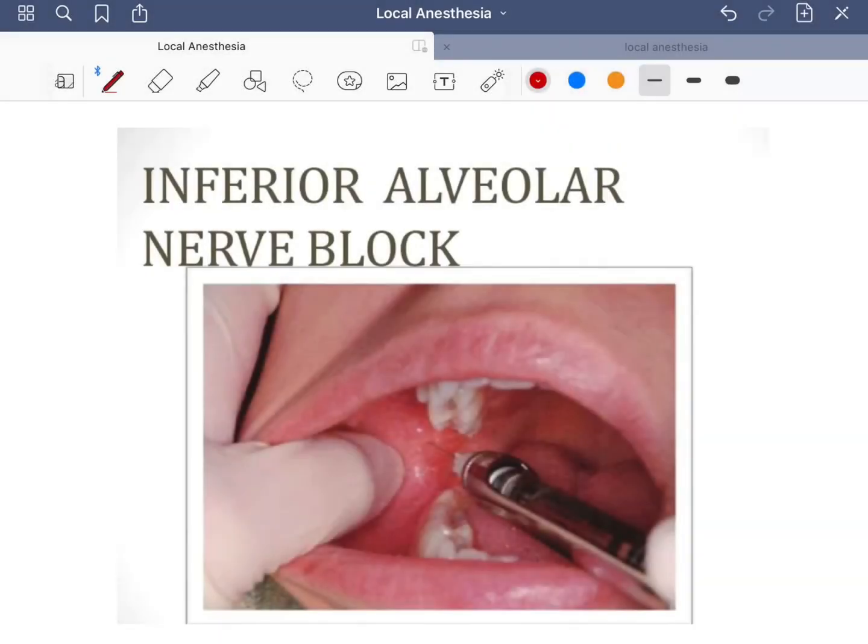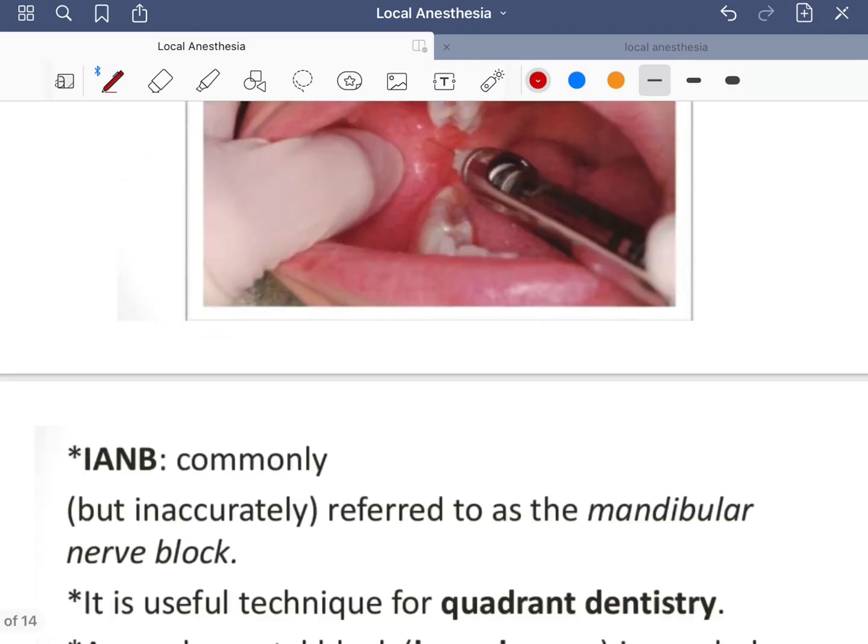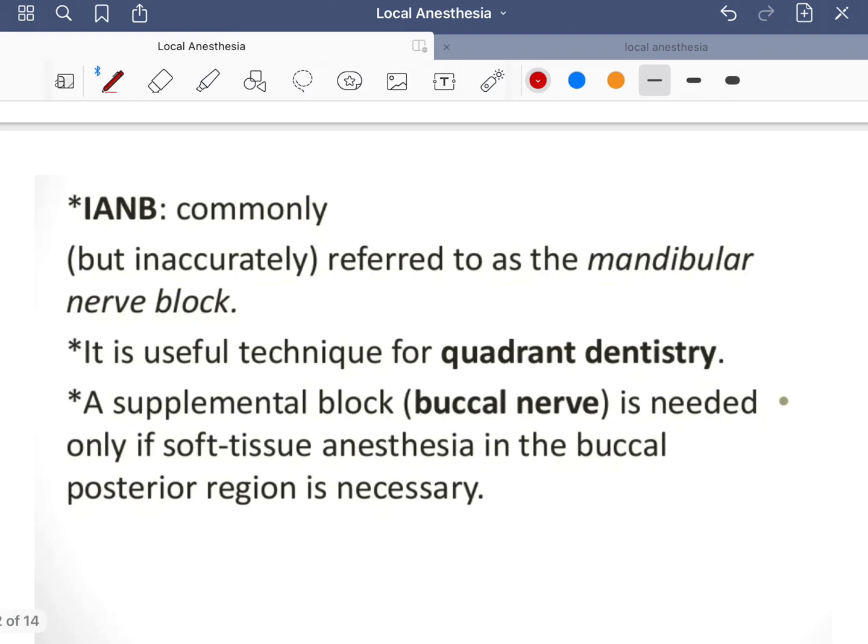Hi, this is Jamal, and in this video we are gonna discuss the inferior alveolar nerve block technique, which is commonly termed IANB. It's also termed the mandibular nerve block, but that is not accurate.